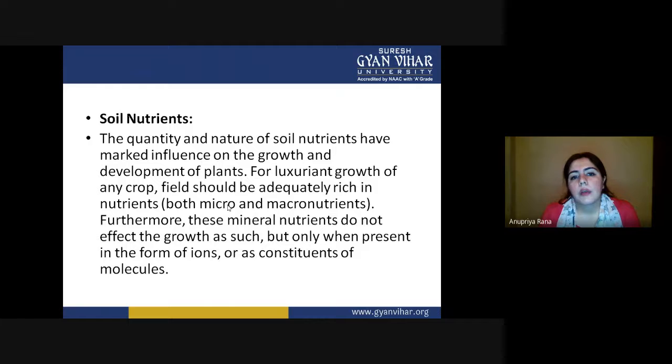For better growth and development, we need macro and micro molecules. Micromolecules we need in a small amount. Macromolecules, we need in quite a bit more amount. But this depends on the soil and also on the plant, what kind of nutrients they need for their growth and development.